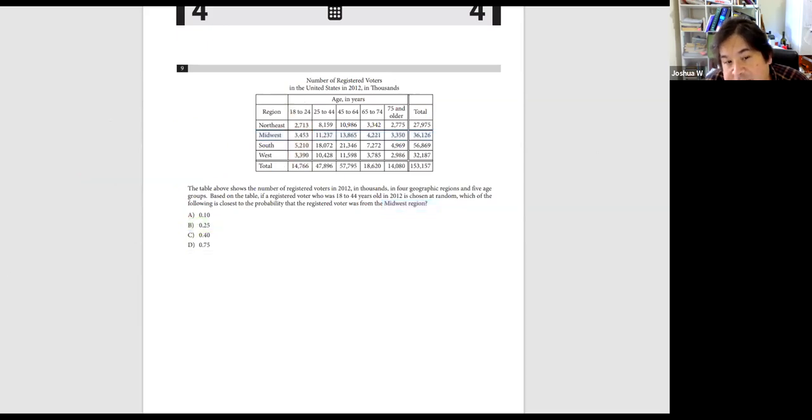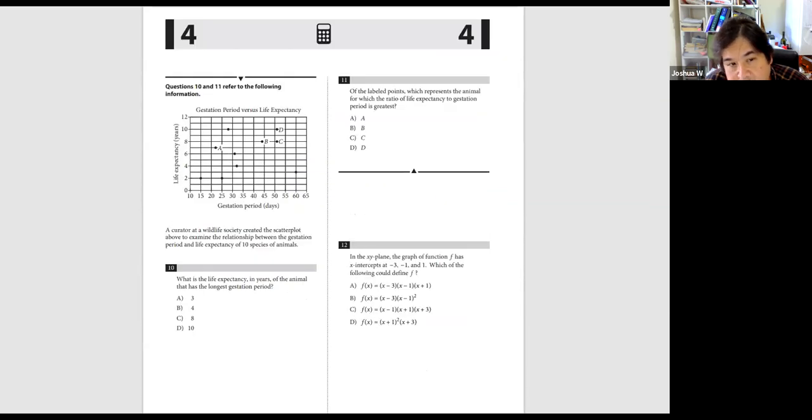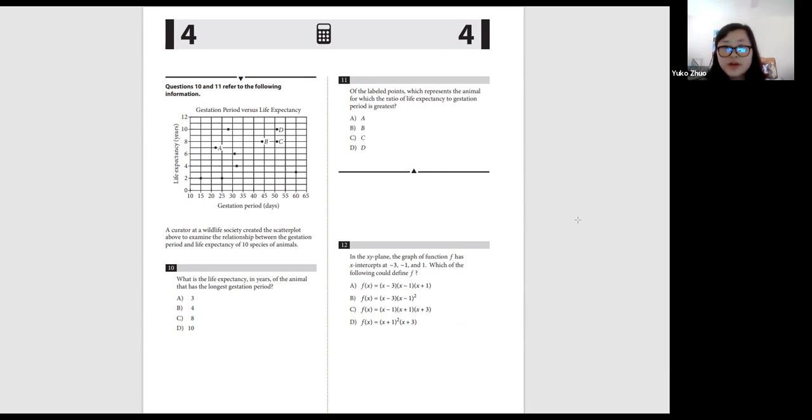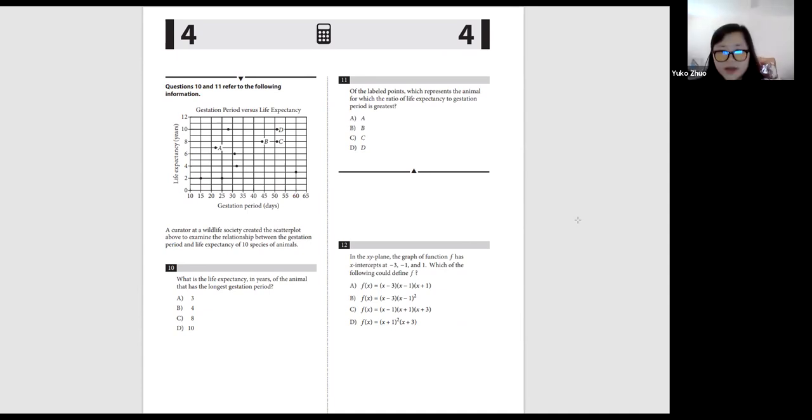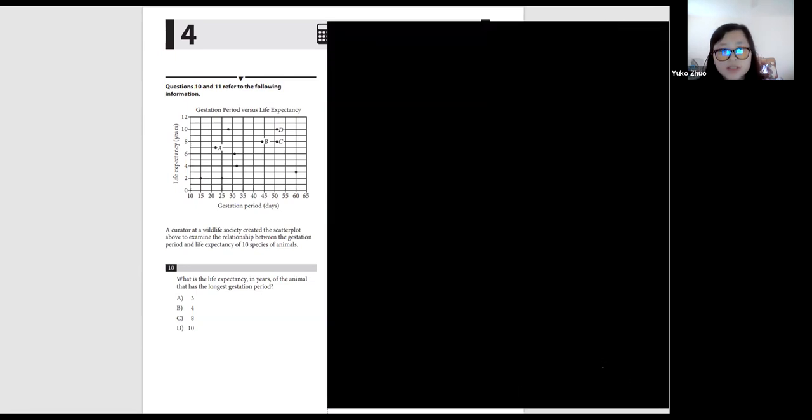Yuko, can you also read question 10? I also read the graph part, right? Mm-hmm. A curator at a wildlife society created the scatter plot above to examine the relationship between the gestation period and life expectancies of 10 species of animals. What is the life expectancy in years of the animal that has the longest gestation period?